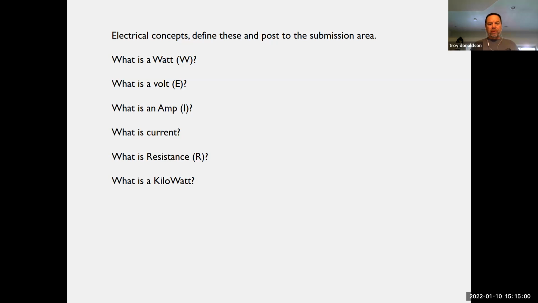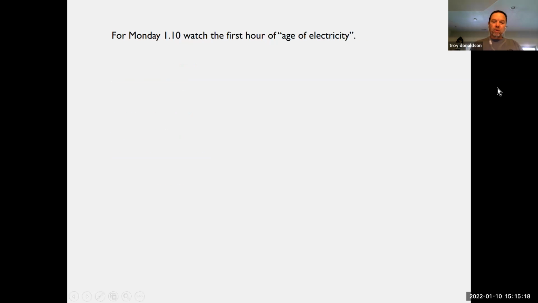So I've put the letters next to them. Watt is a capital W because it's named after a scientist. So anytime you have something named after a scientist, we capitalize it. So there you go. Anyway, we're going to explore these. So you can do a little pre-exploring if you want.